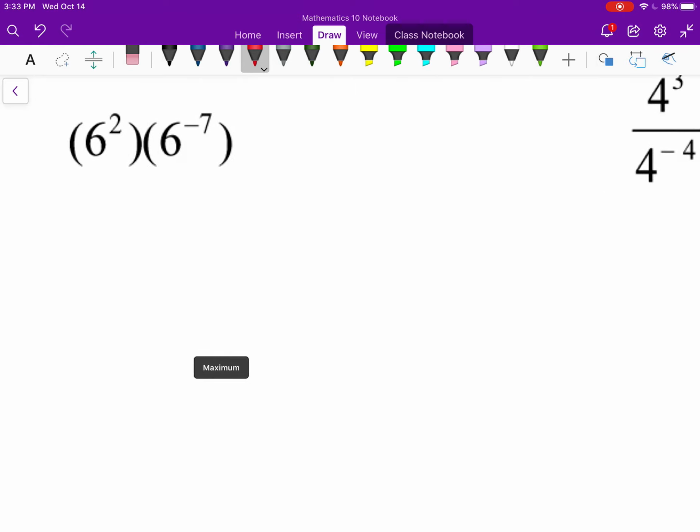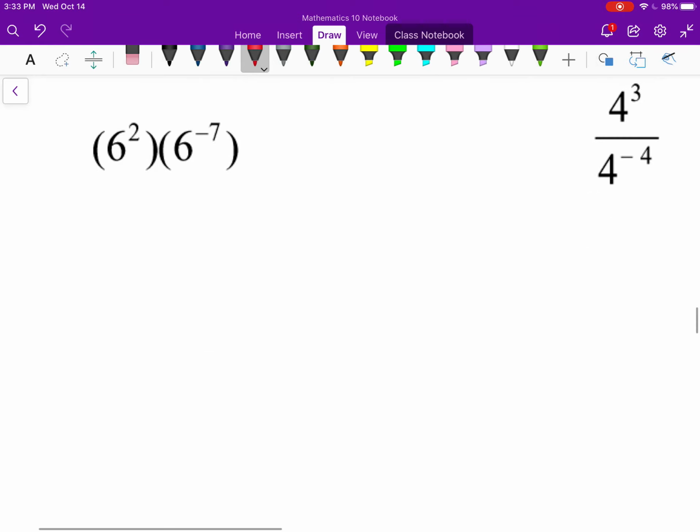And so let's start with this one. 6 to the power of 2 times 6 to the negative 7. Well, notice I am multiplying powers with the same base. And you've learned before, we've reviewed already that when you're multiplying powers with the same base, you can add your exponents. So I can rewrite this as 6 to the power of 2 plus negative 7. 2 plus negative 7 is negative 5. And so I can write this as 6 to the power of negative 5.